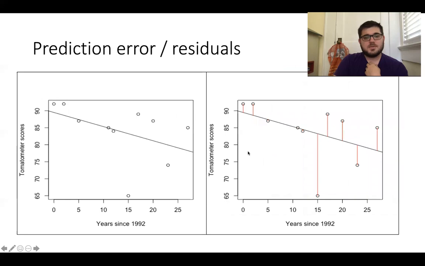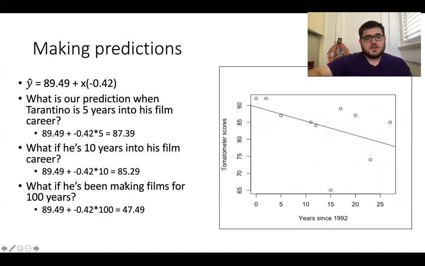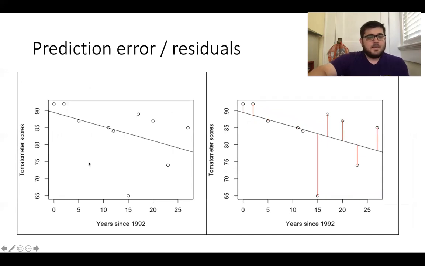I'll give you some examples. So this is the Quentin Tarantino example. I have x as the year of release and y as the tomato meter scores. And when you pick an intercept and slope combination, you get a line that constitutes your best predictions.